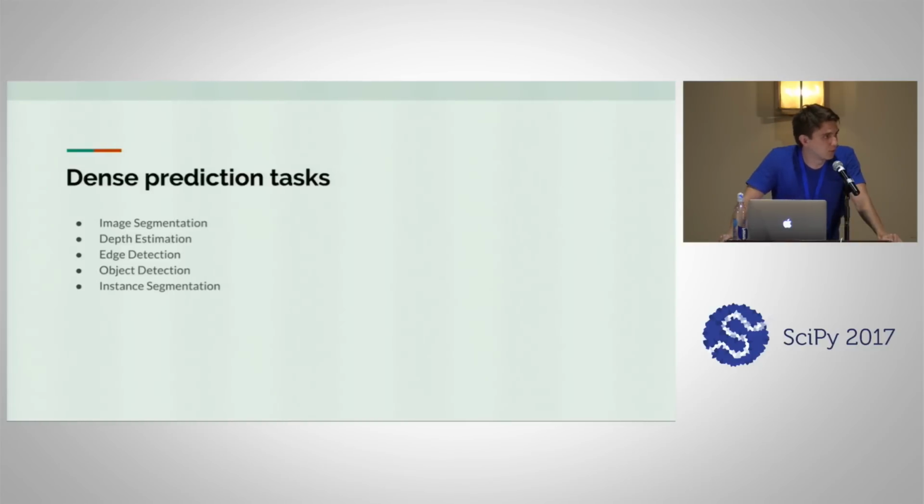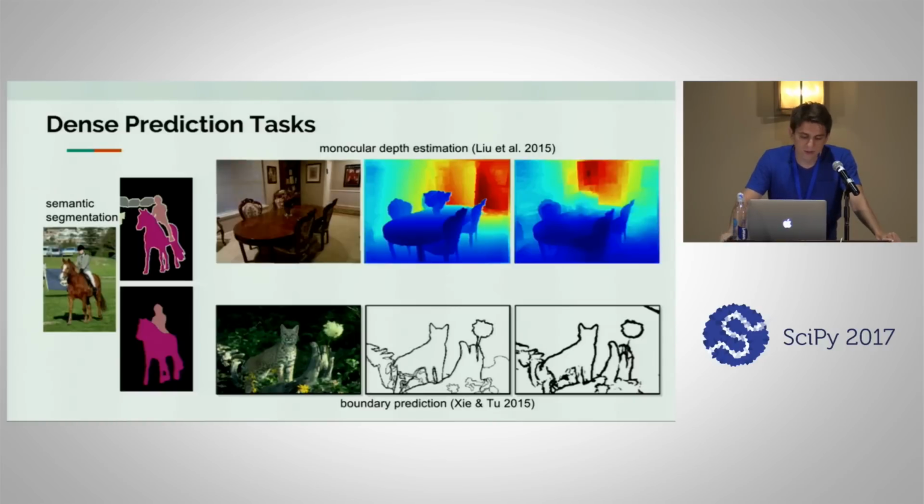So let's go further to dense prediction tasks, a bit like the main topic of our talk today. Dense prediction tasks, we can structure them into multiple things. One of them is semantic segmentation. You can see an input image on the left. In semantic segmentation, basically, you need to label every pixel in the image with the corresponding class. So you can see a horse and a person there. What ideally we want as an output is this representation as labels.